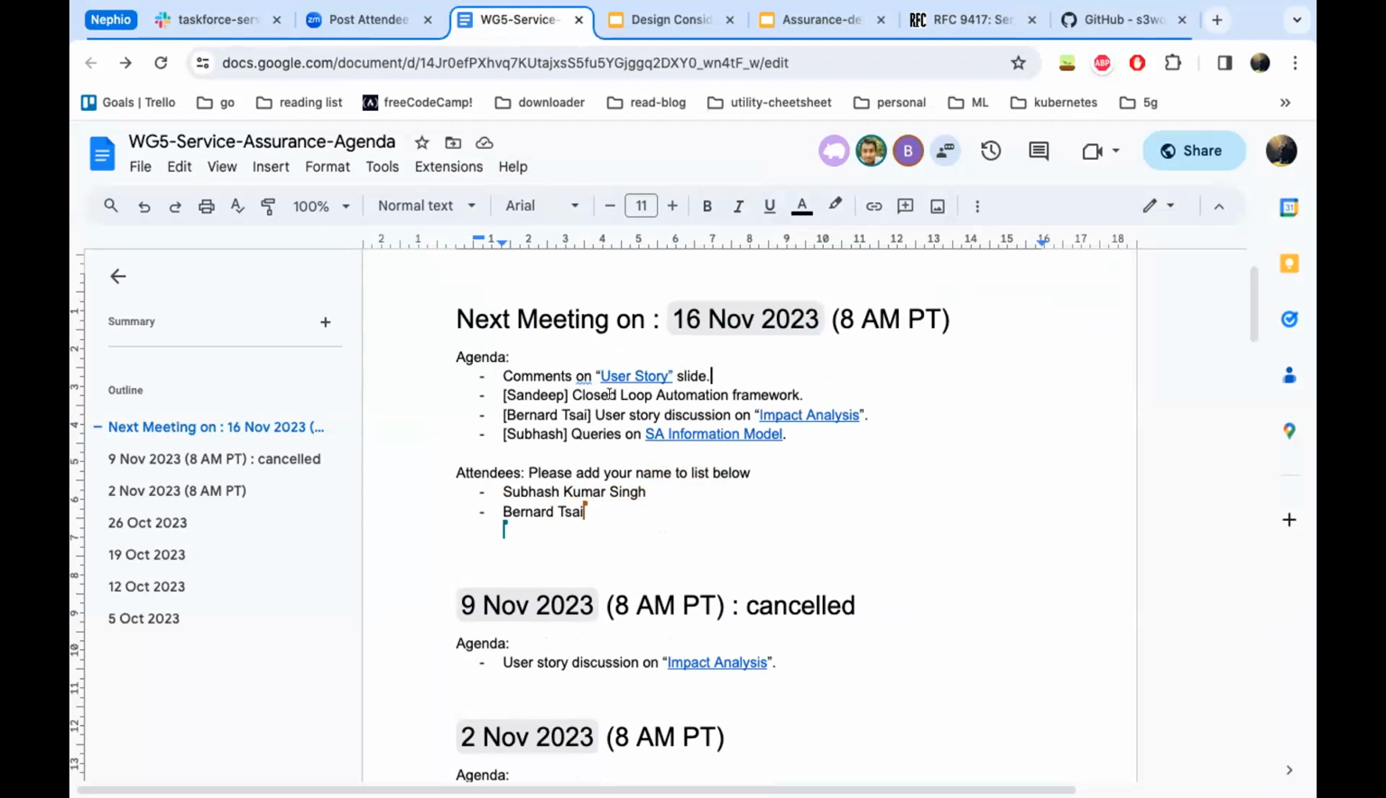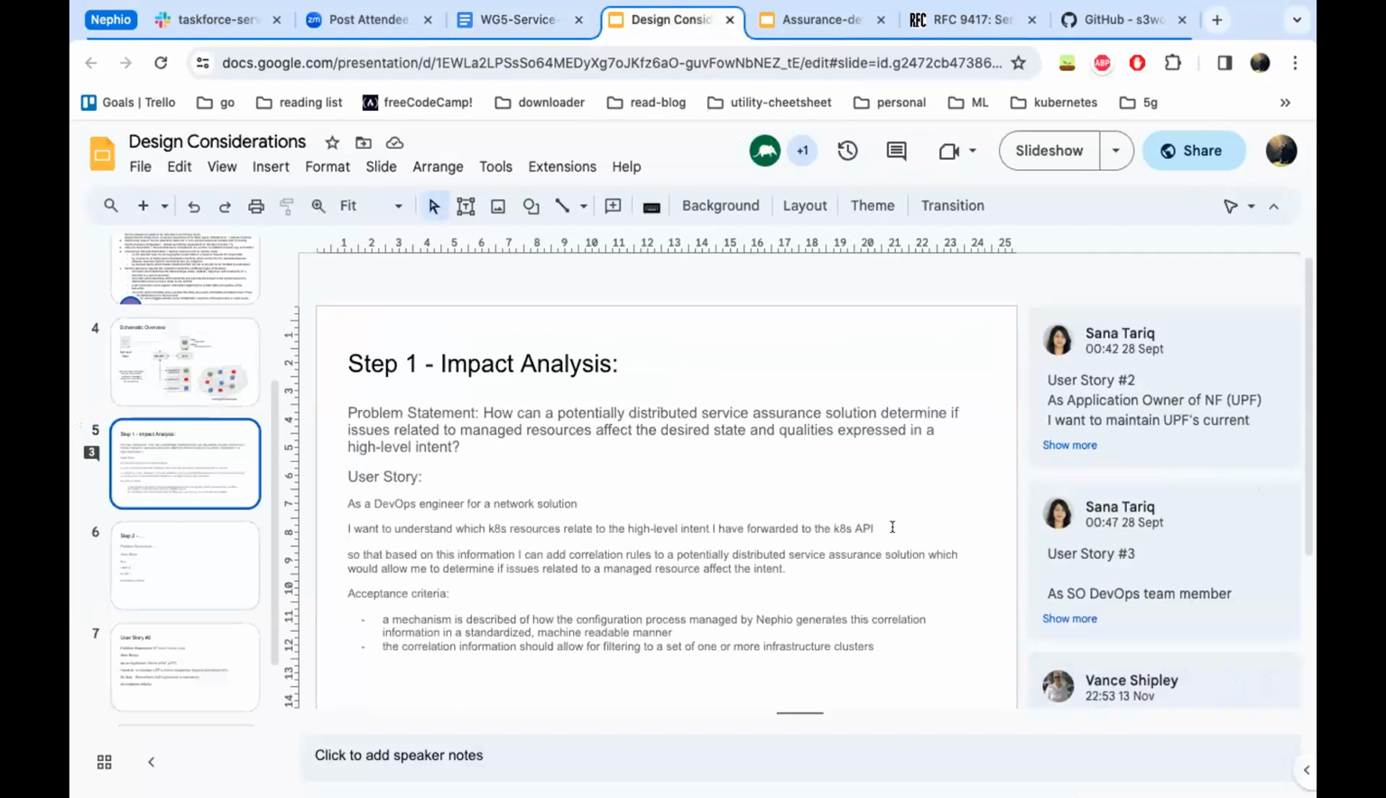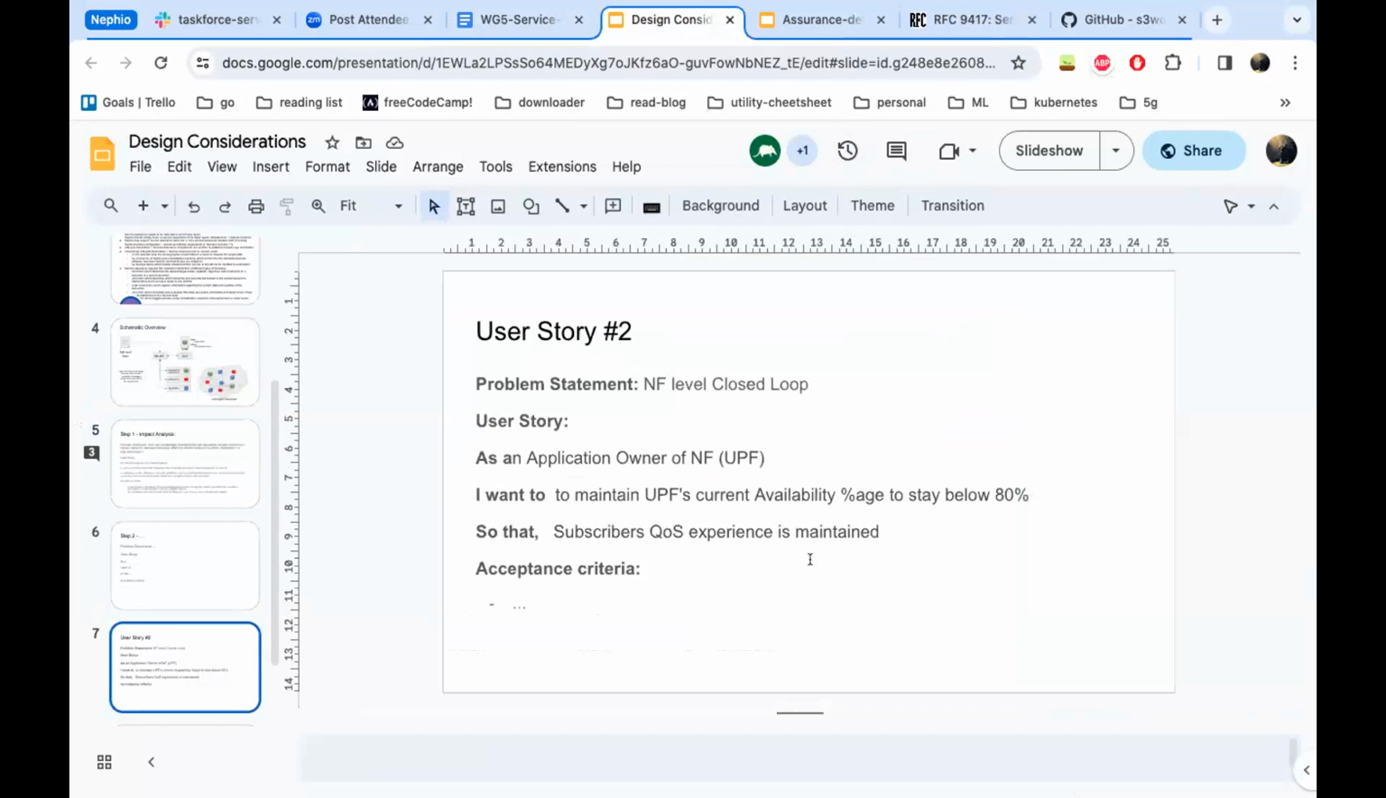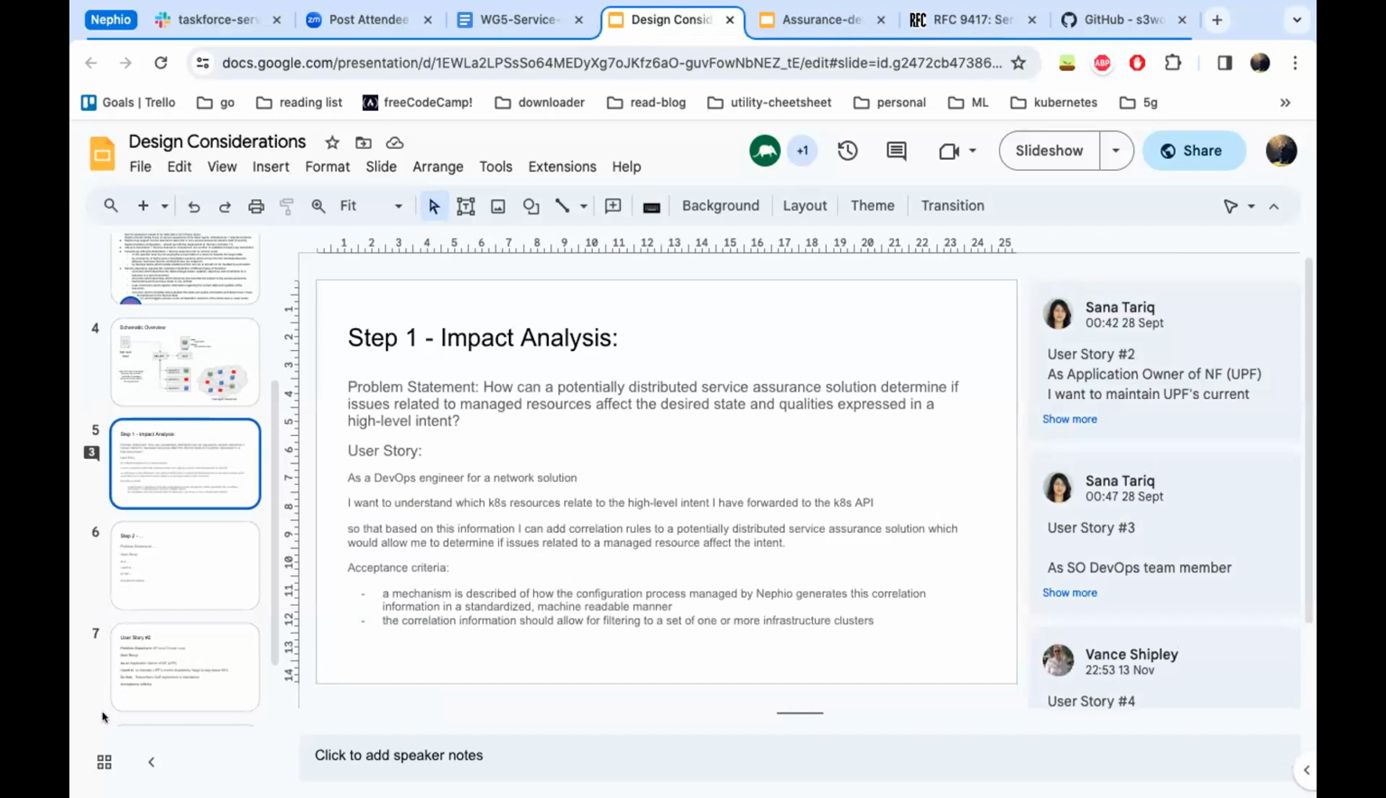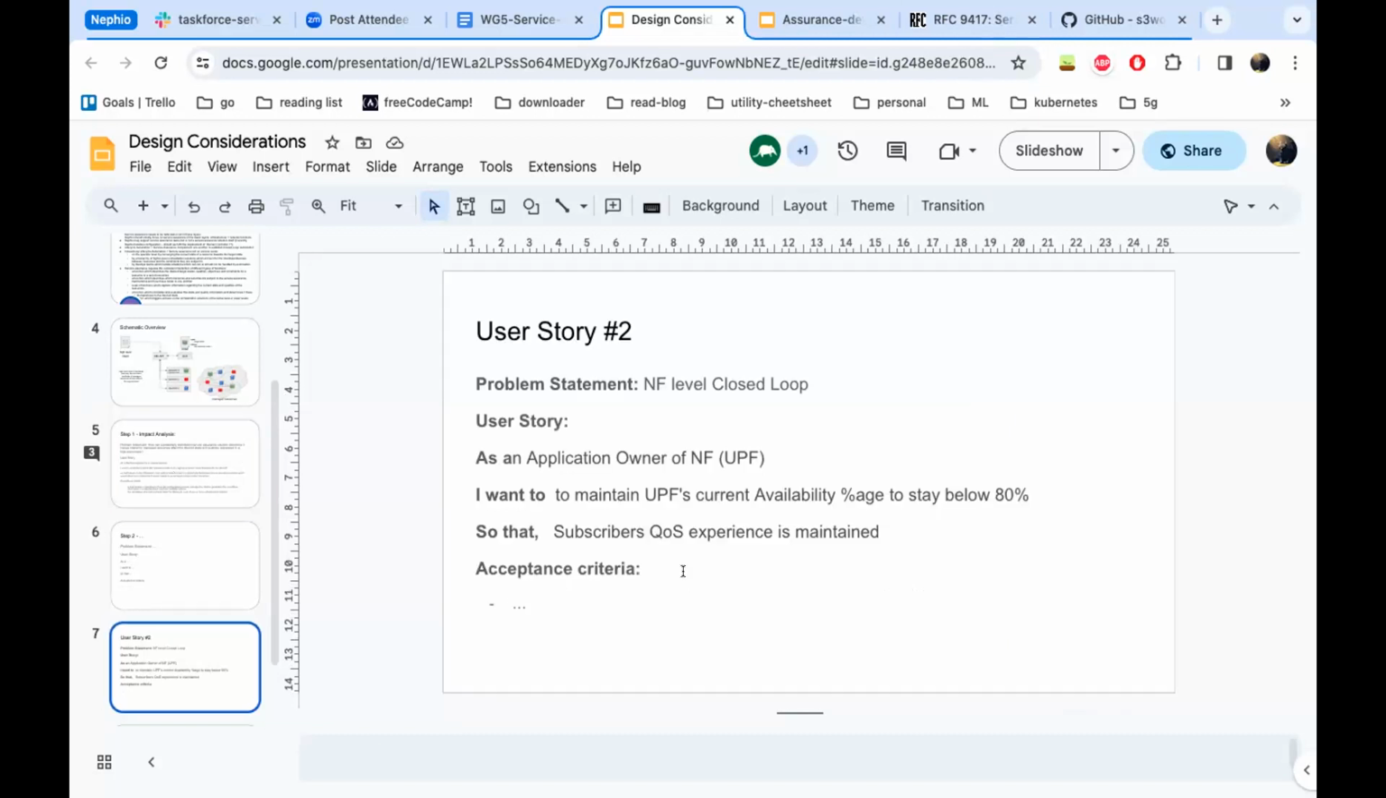Subhash, Vardha here. What was the user story comment on application availability should be less than 80%? What is that about? Actually, Sana had proposed one more user story in our slide. She wanted to focus on the UPF as an NF and formulate the closed loop there. She wanted to ensure always the load is less than 80%. That is the QSC she wants to maintain in this user story. But we did not do details on it. We are just targeting our first user story, and slowly we will go further on this user story.